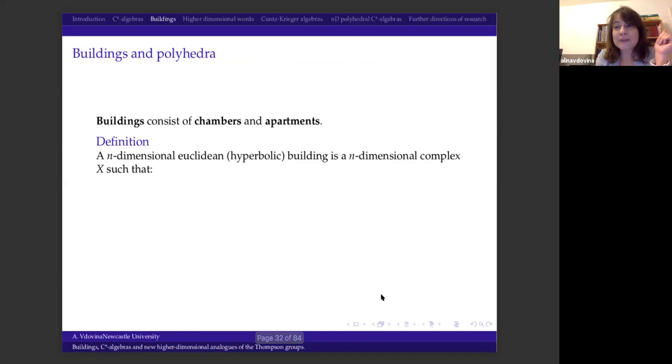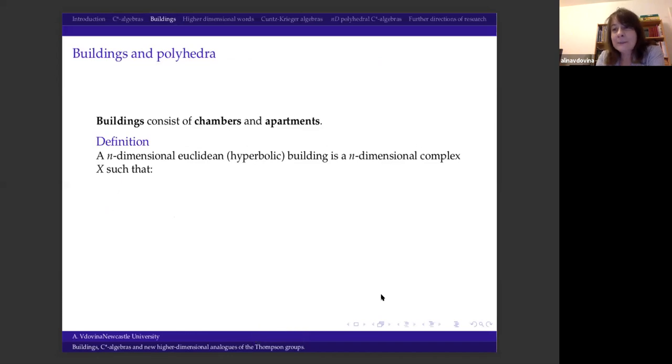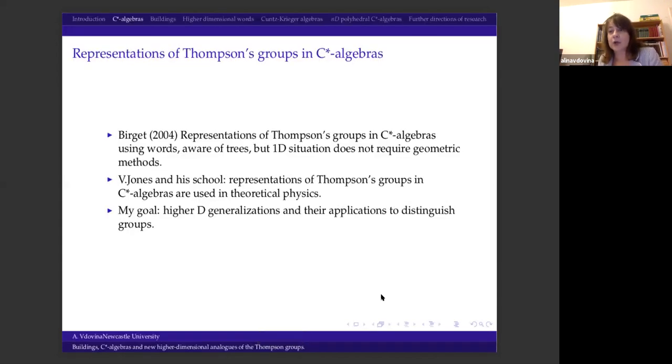Okay, any questions so far? This is just a plan. I think many of you have seen the definitions I give of buildings many times, but I need them again. For Thompson groups, we can work with trees, for example infinite trees, and when we talk about prefix codes, we just think about finite subtrees of those infinite trees with certain properties. But for the higher dimensional Thompson groups, instead of trees, we have to go to building-like complexes.